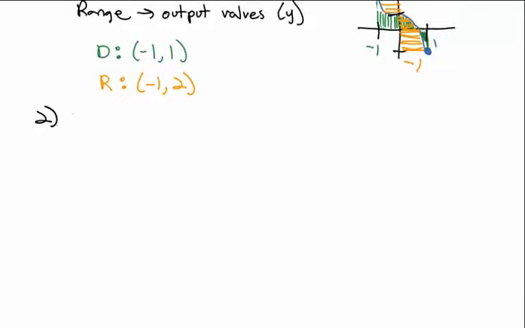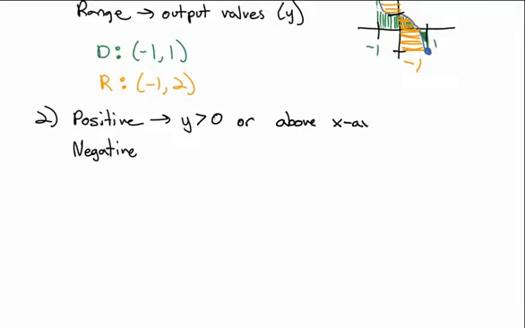The second is we need to know the difference between when the graph is positive and when the graph is negative. Positive is when the output value, or the y value, is greater than 0. Not equal to. Should just be greater than 0. Or visually, when we are above the x-axis. Negative then is just the opposite, when the output or y value is less than 0, or when we are below the x-axis.